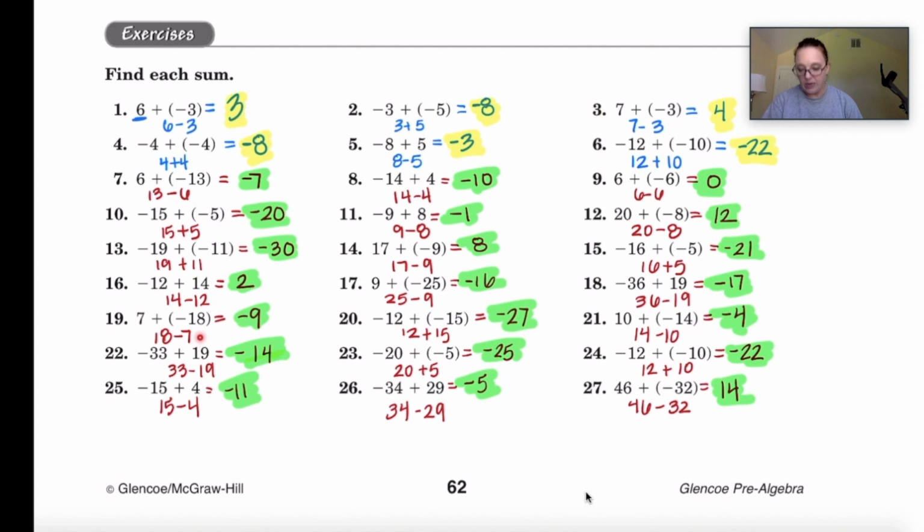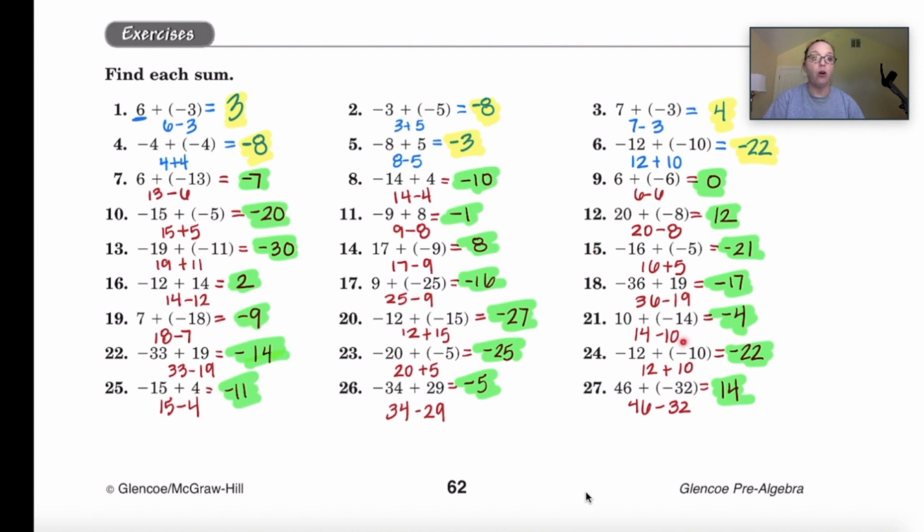A couple other things that I noticed, for example, let's go to number 19. Even though these numbers have different signs, just subtract the numbers like you normally would. For example, 18 minus 7. Don't worry about the order right now. So I did 18 minus 7 to get the 9, okay? And there are more negatives, so that's why it's negative 9.